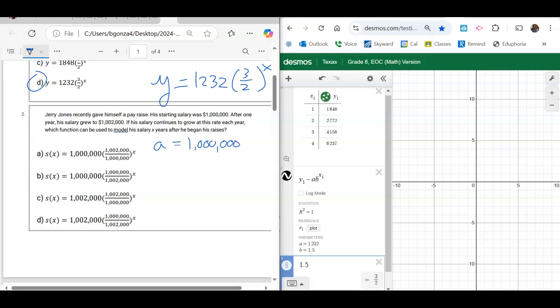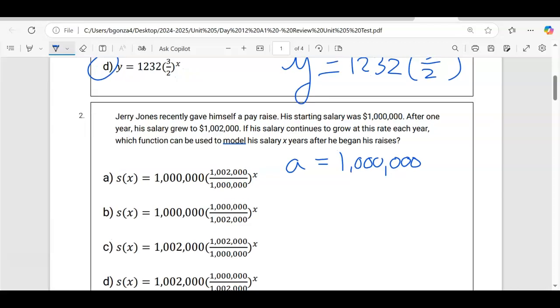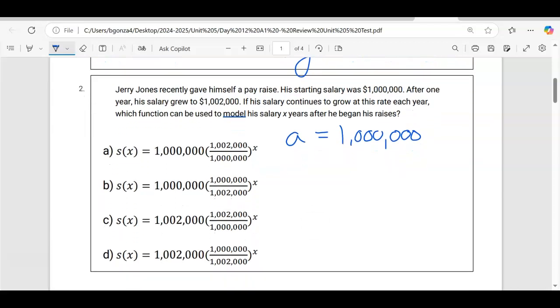After 1 year, his salary grew to $1,002,000. If his salary continues to grow at this rate each year, which function can be used to model his salary x years after he began his raises? Okay, so remember, if it's y equals a times b to the power of x, and my a value that he starts with is $1 million, then it can't be 1,002,000, it can't be C or D, right? So now I see these answer choices have a fraction here, so which fraction is correct?